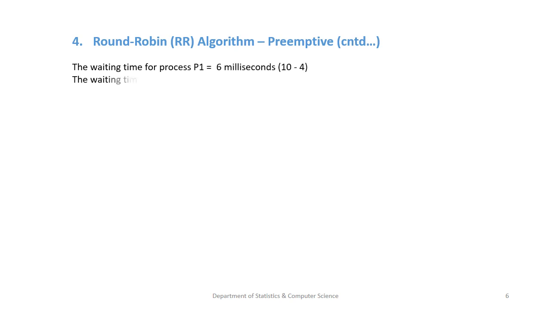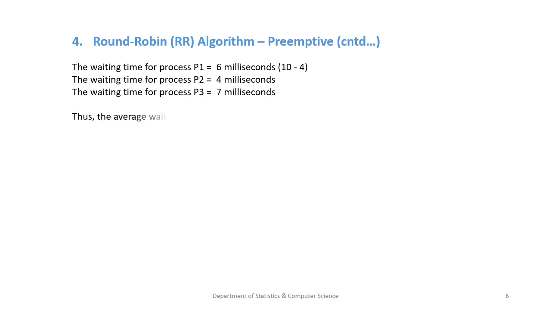Let's calculate the average waiting time for the above schedule. P1 waits for 6 milliseconds, that is 10 minus 4, P2 waits for 4 milliseconds, and P3 waits for 7 milliseconds. Therefore, the average waiting time is (6 + 4 + 7) / 3 = 5.66 milliseconds.